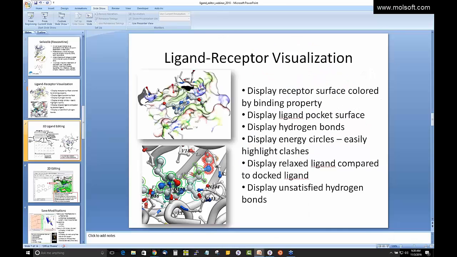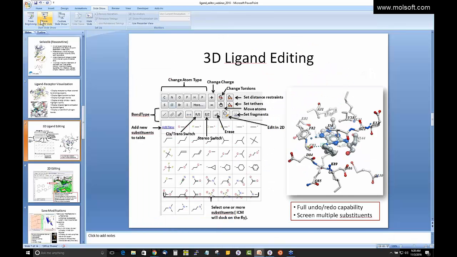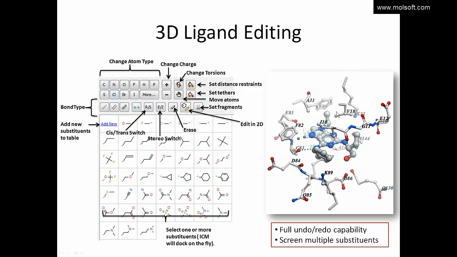So now we're going to move into the ligand editing. One way to edit the ligand is in 3D. I'll show you the panel. You can click on a group, for example, and try that group immediately on a particular atom. You can change atom types and bond types and some other more advanced things for docking, such as distance restraints and tethers. And there's full undo and redo capabilities.